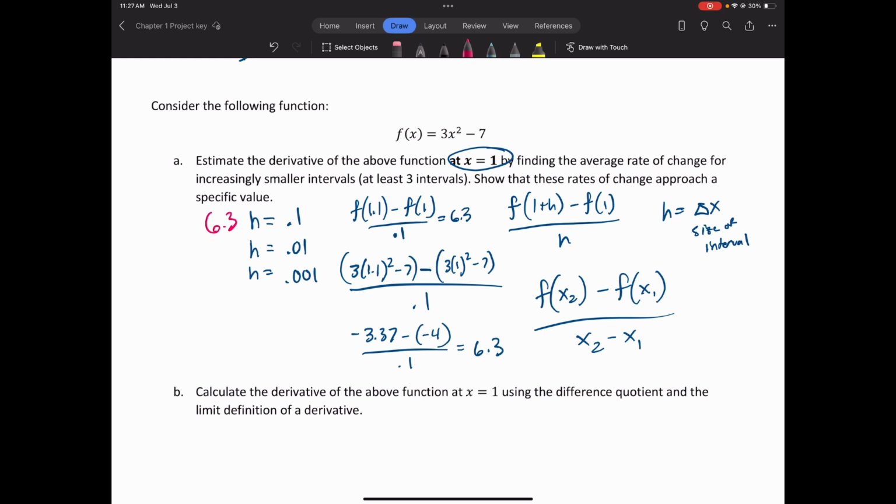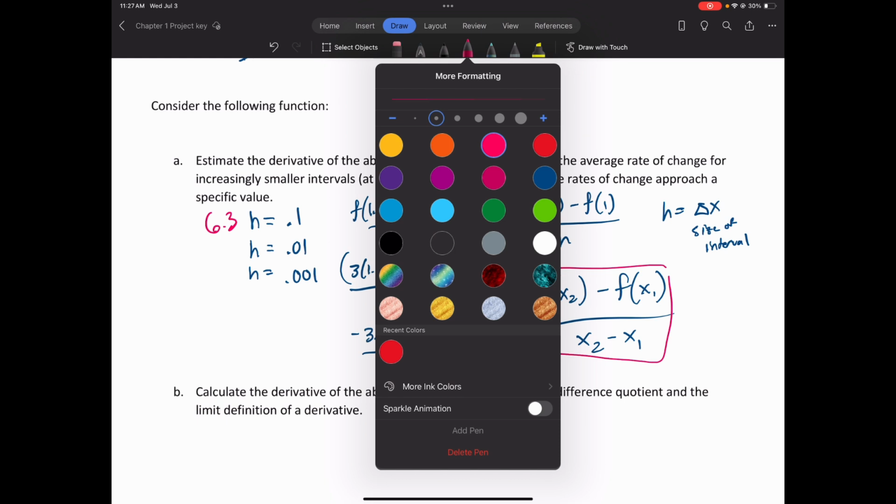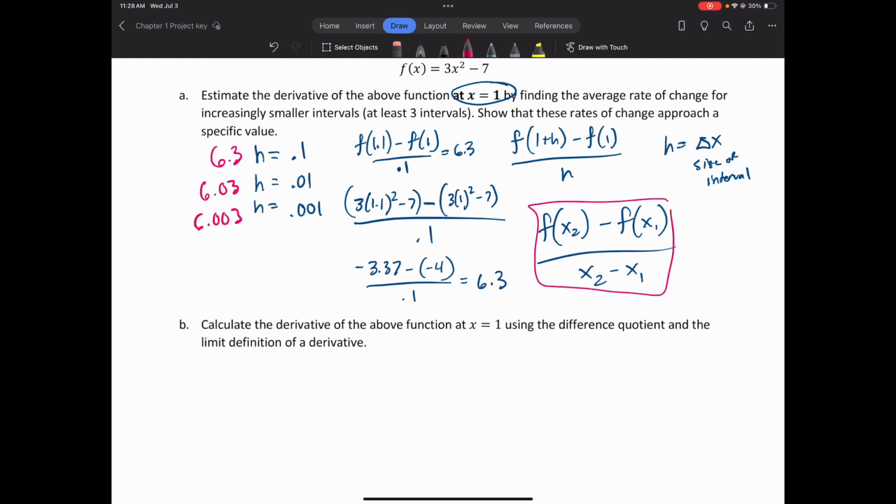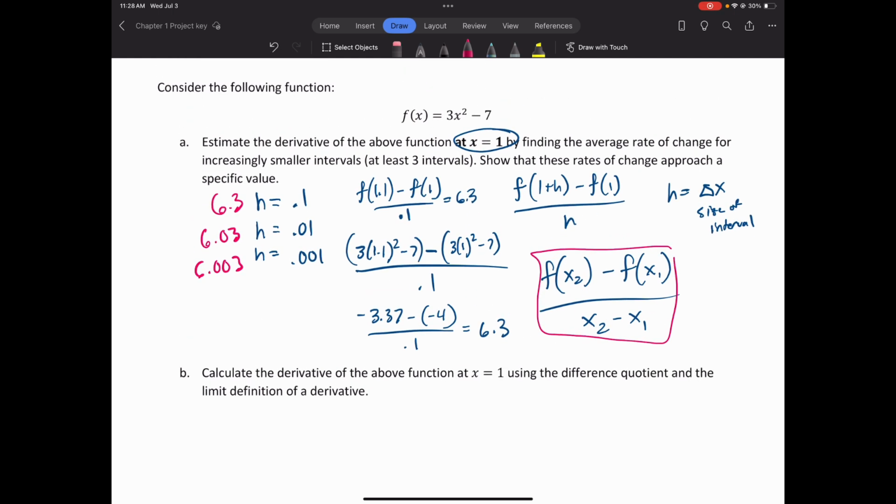Okay. If you use this process, guess what? You're going to end up with the exact same calculation. It's going to look very, very similar if you do it this way. Regardless, if you do it again, which once again I expected to see work for it, you should get 6.03 for 0.01 and 6.003 for an interval of 0.001. And that's what I was looking for on that one. So a point for having 3 intervals, a point for calculating f of 1 correctly, and then 3 points for each of these.